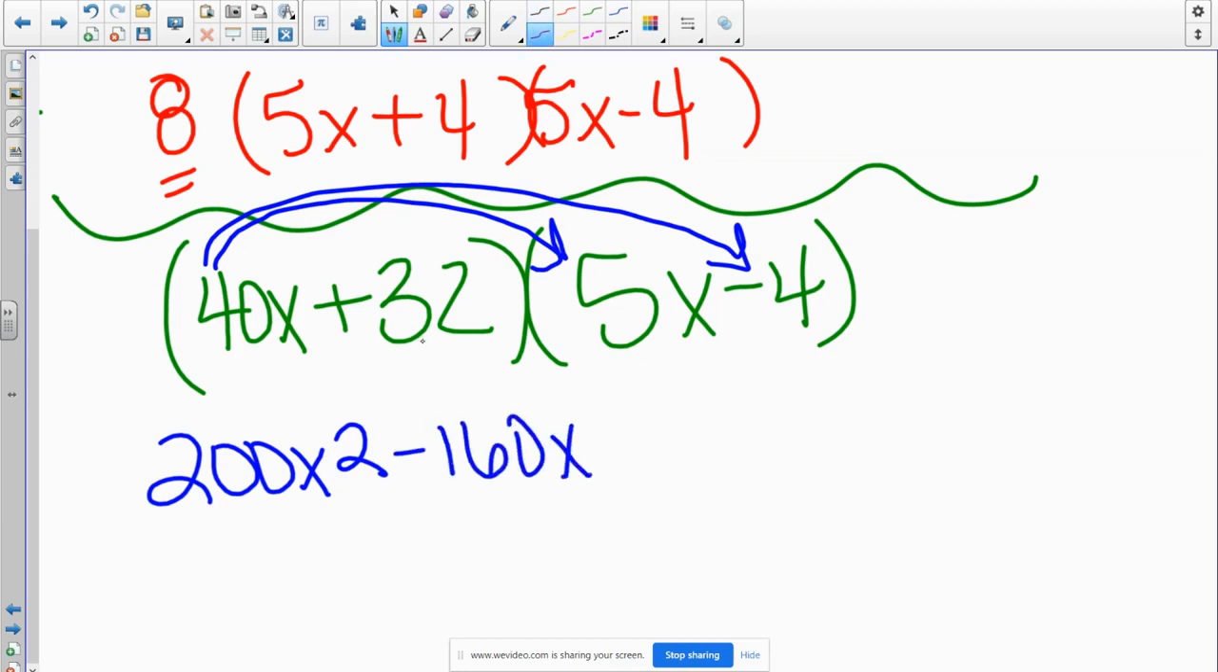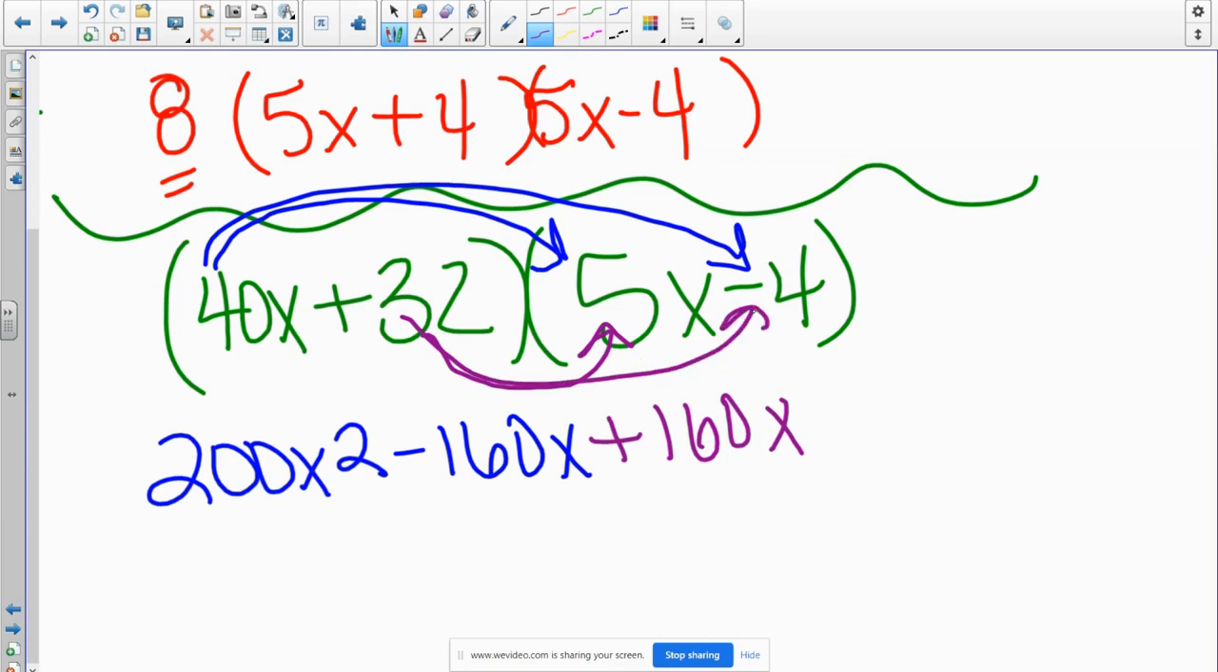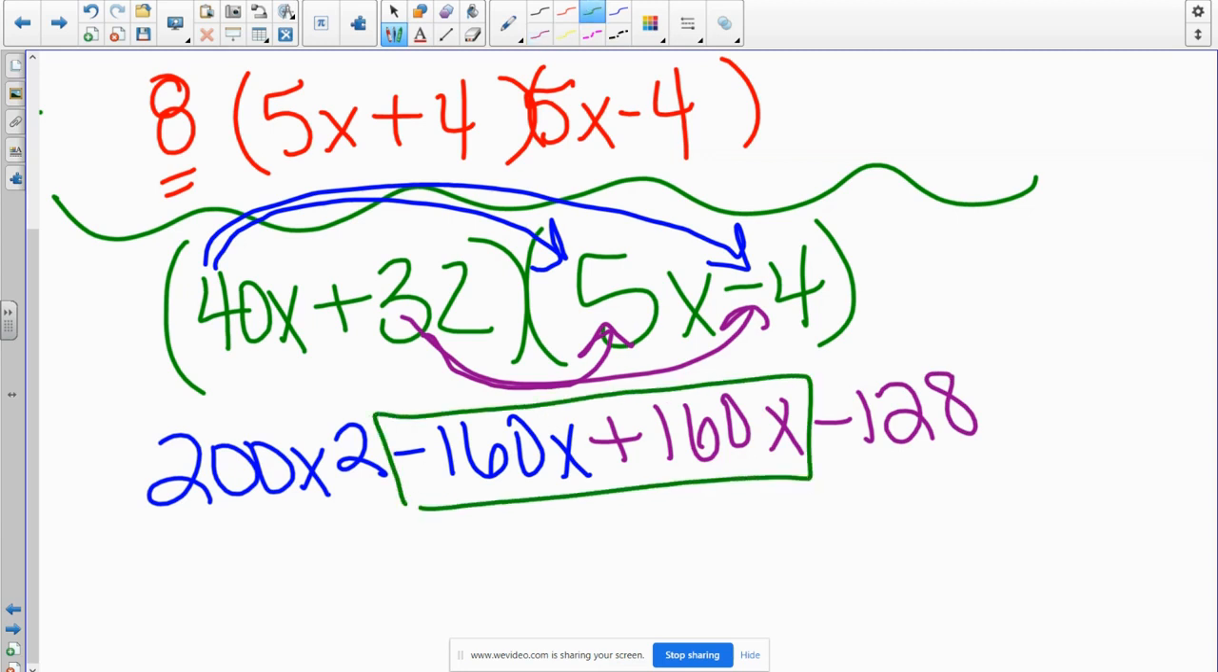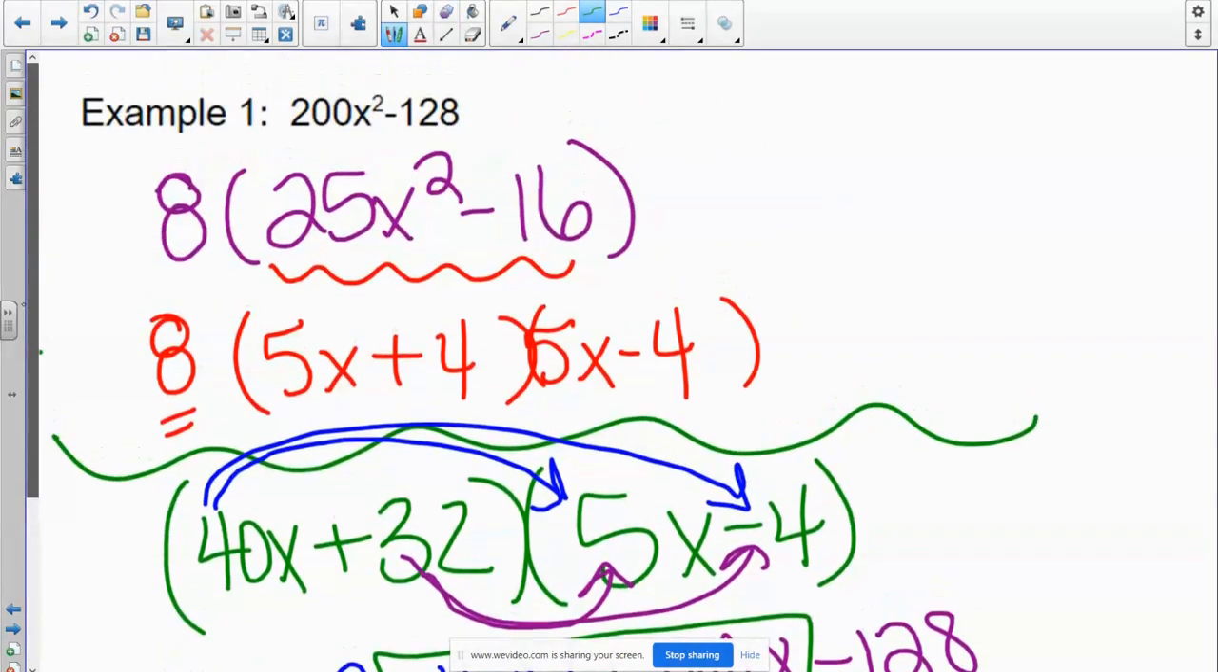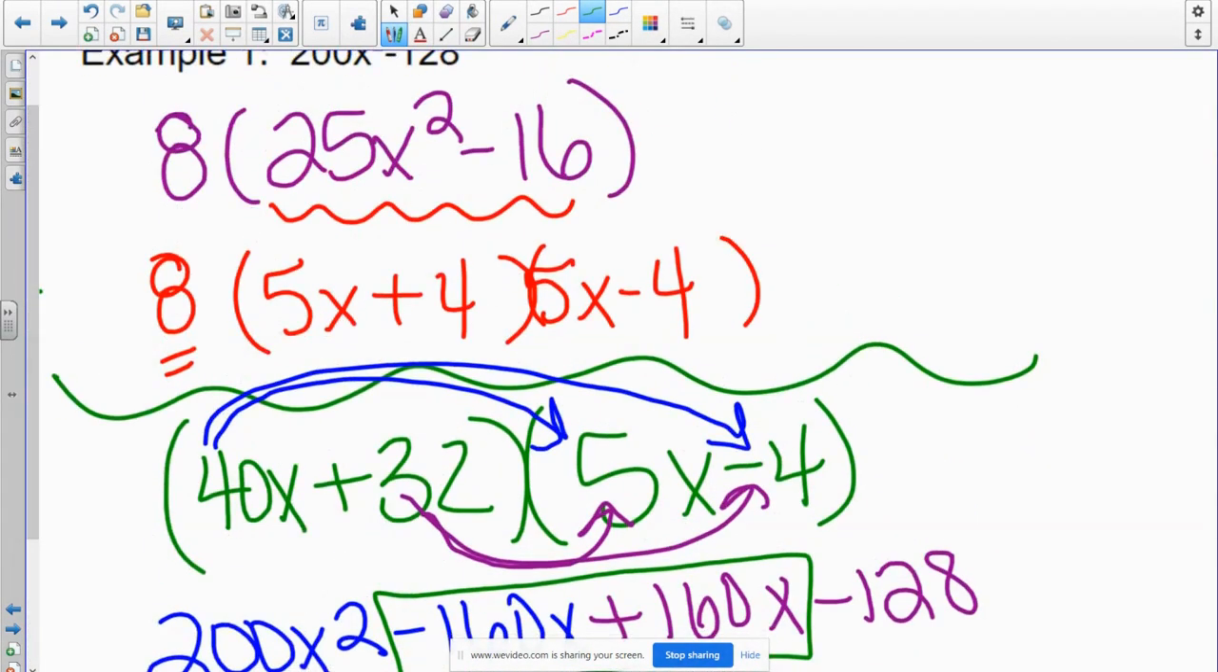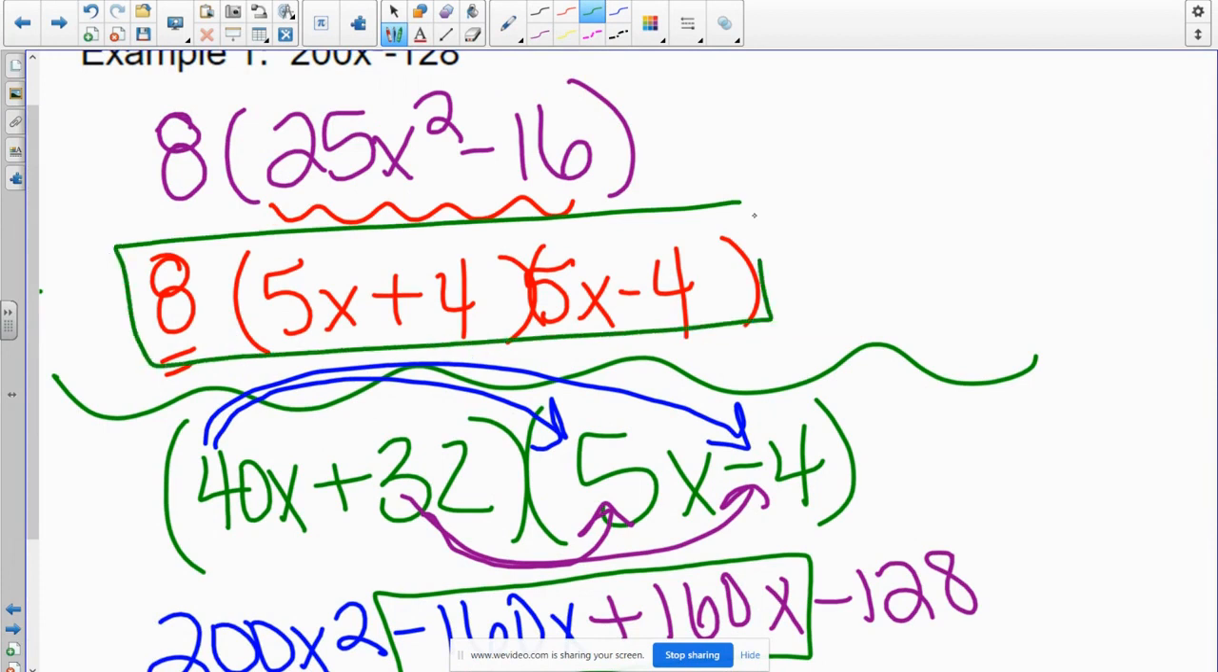And then I'm going to distribute the 32. So 32 times 5x is a positive 160x. And the 32 times the negative 4 leaves me with negative 128. So looking at this, combining like terms, these two terms cancel each other out. So we have proven that we factored correctly because our final answer is the same as what we started with. So this is our factored form. Again, I was just showing you how you can check it to guarantee you're getting them right.